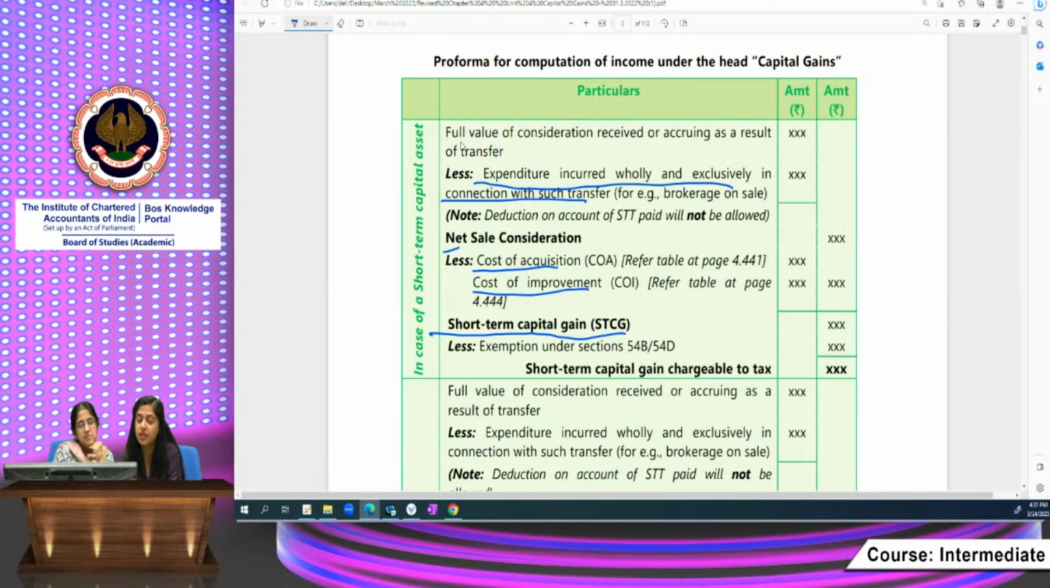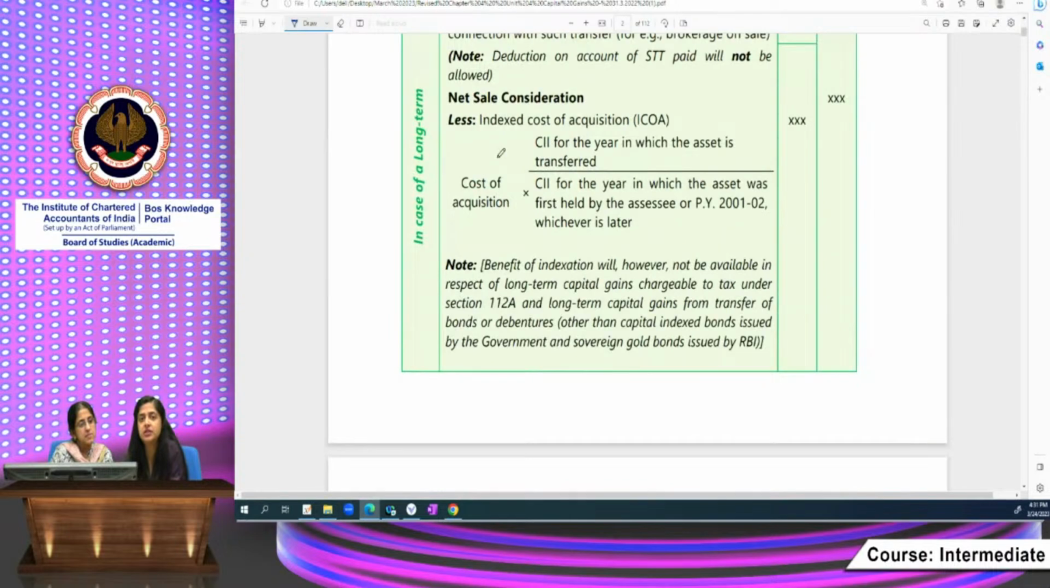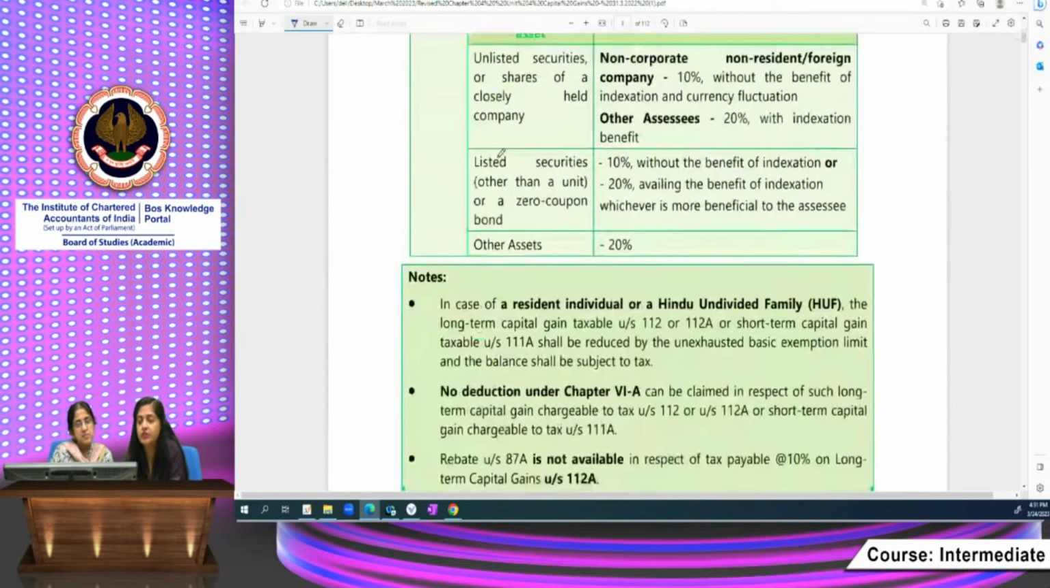But for determining each and every figure, you have to go through the provisions in detail. What is full value of consideration? What is cost of acquisition? What is cost of improvement? How is it determined whether the asset is short term or long term? What are the exemptions? What are the periods of holding? Everything you have to go through in detail. So firstly, for any asset chargeable under the head capital gain, it should be a capital asset. So firstly, we have to see what is a capital asset.